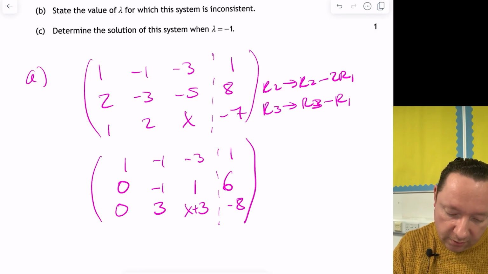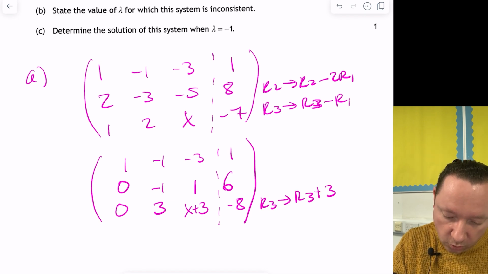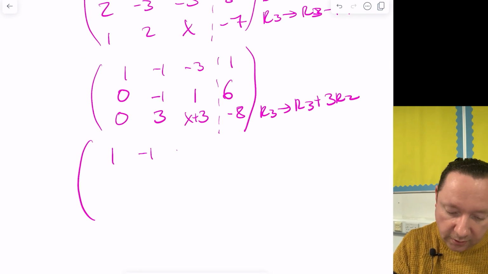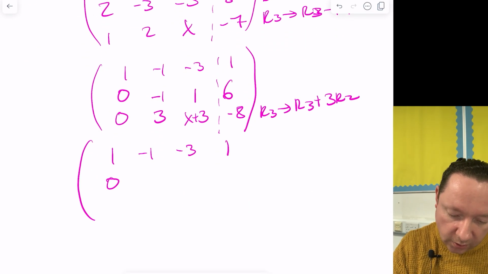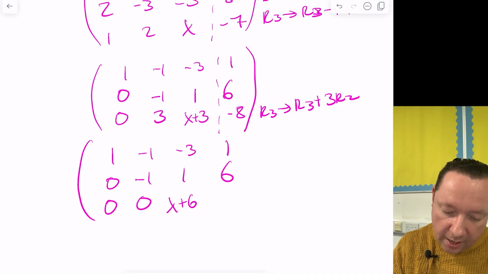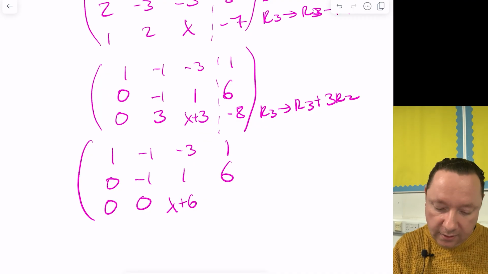Okay, so now we want a 0 on the bottom line, so we're going to go row 3 equals row 3 plus 3 row 2. So we've got 1, minus 3, 1, 0, minus 1, 1 and 6, 0, 0, lambda plus 3 plus another 3 is lambda plus 6, and minus 8 plus 3 sixes is 18, gives you 10.